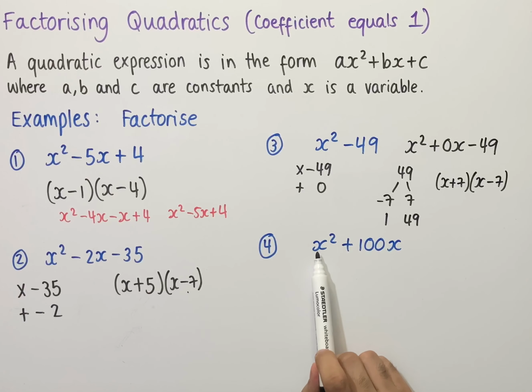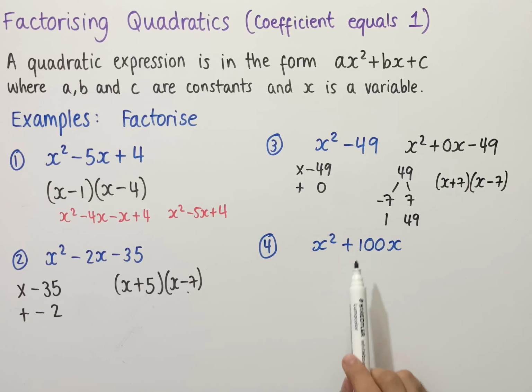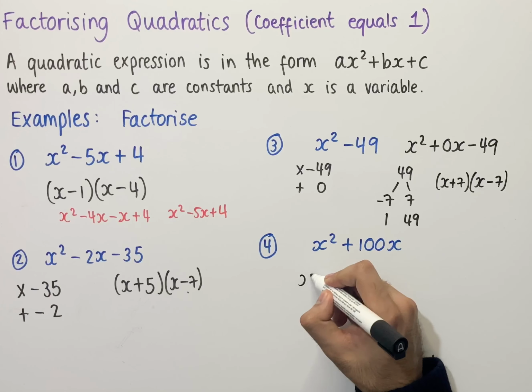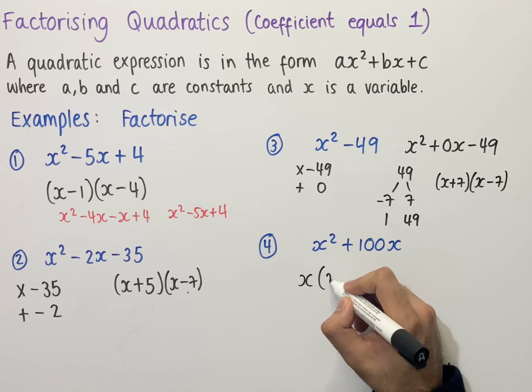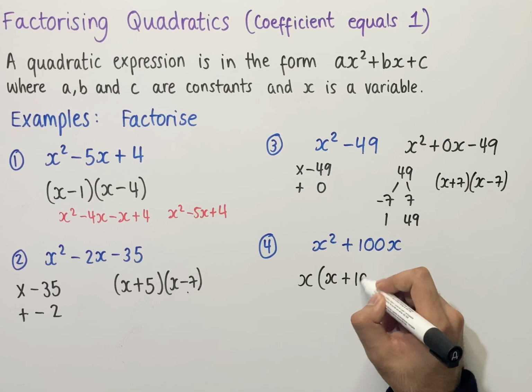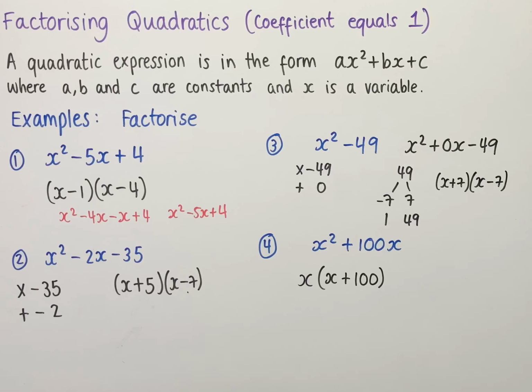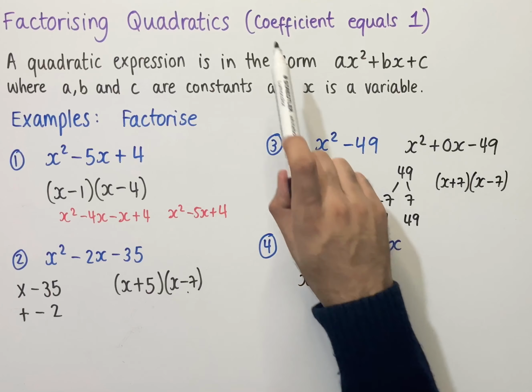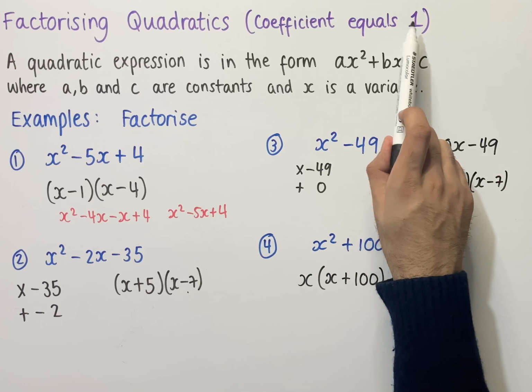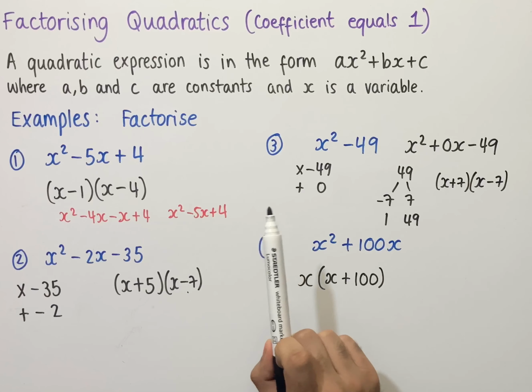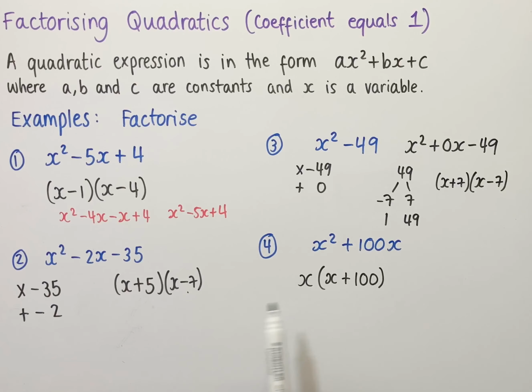Last example here is x squared plus 100x. And so to factorize this, we see straight away that both of these terms have x in them, so we can factorize x out, and so we're left with, in brackets, x plus 100. And there is no other way that we can factorize this. So we have factorized this completely. In summary, when the coefficient of the squared term is equal to 1, when we have a quadratic, then we can use this method to factorize the quadratic.